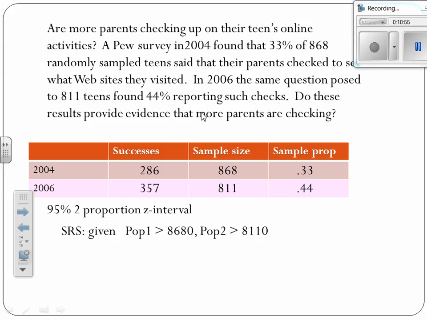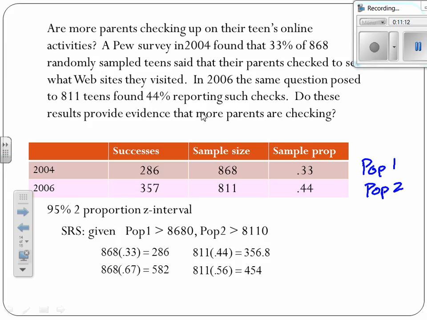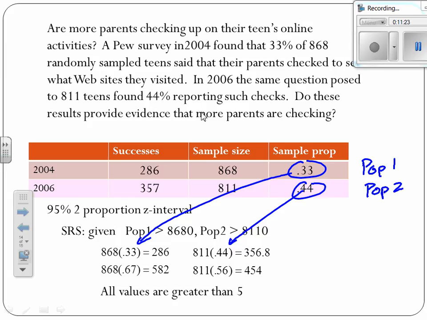Quick run, make sure there's more than, we'll call this population 1. Basically, we need to make sure there was more than 8,680 teens in 2004. That's a safe assumption. And more than 8,110 teens in 2006. That's safe. And then here's where we're no longer using the p pooled. We're using the actual p hats, so we're using p hat 1 and p hat 2 with the different samples. So that's how this is going to differ slightly.